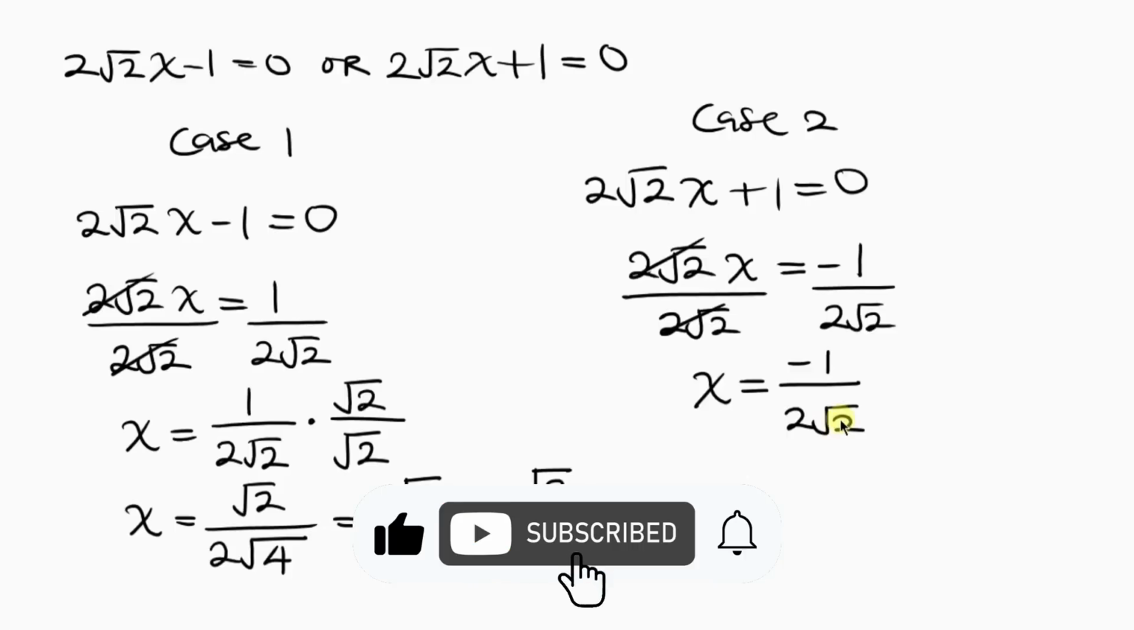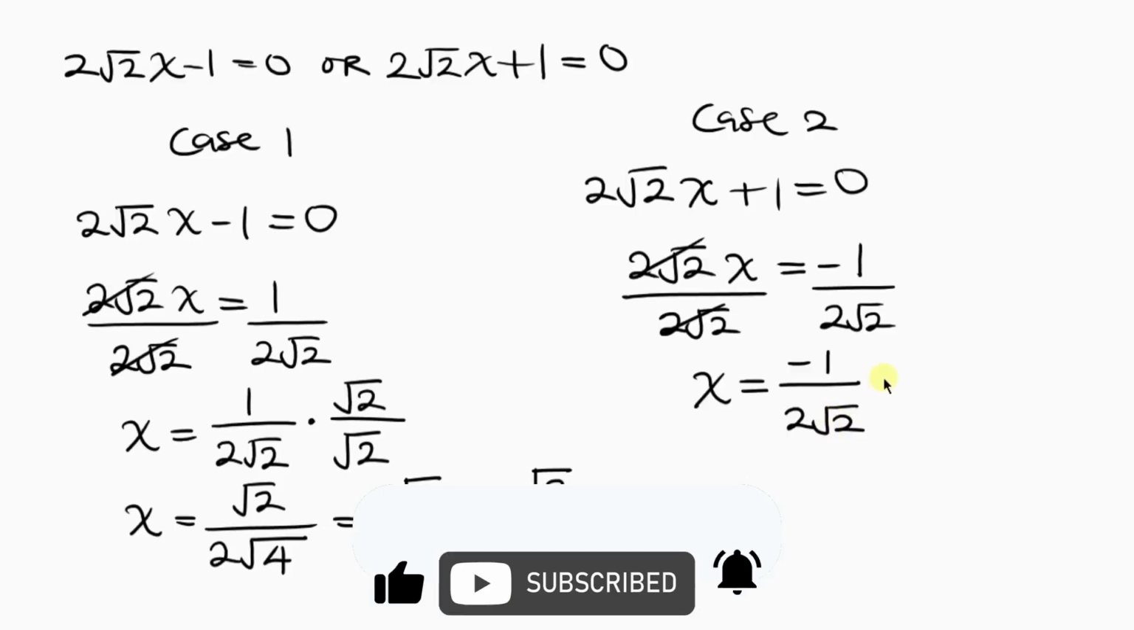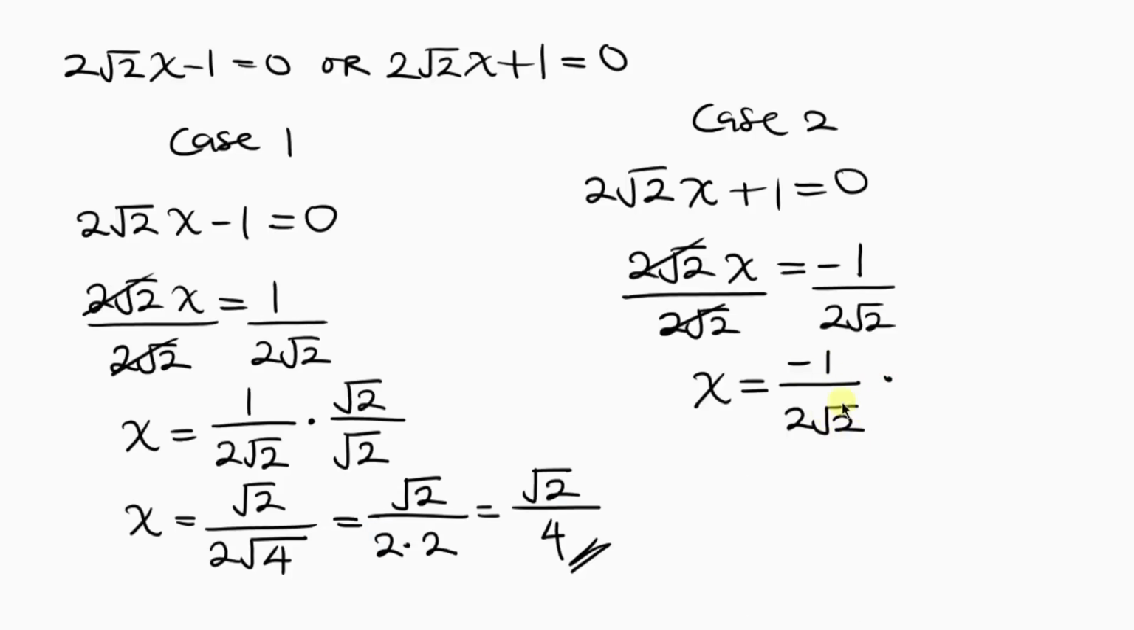And because of that, we're going to rationalize by multiplying the numerator by the surd, which is root 2, all over, multiply the denominator by the same root 2. So this simplifies into x equal to negative 1 times root 2, which is negative root 2, all over 2. Now multiply the surds together. Root 2 times root 2 gives root 4.